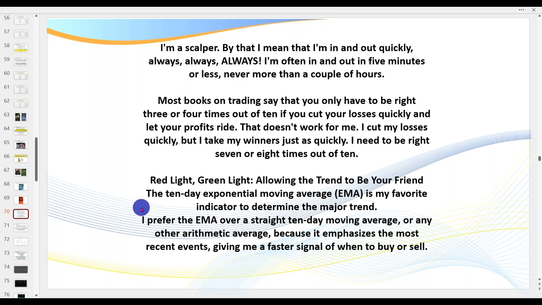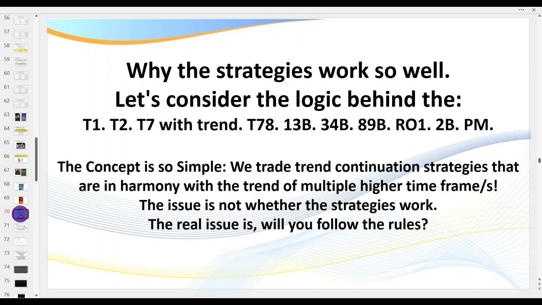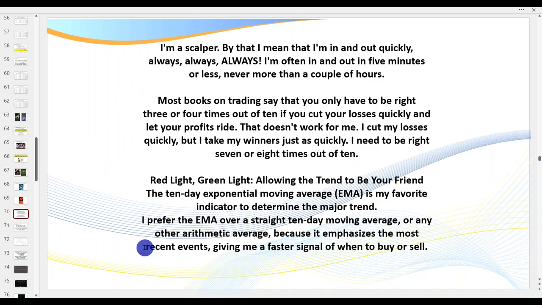Down here, he talks about his 10 EMA. I love the 5 and the 8, which I'll show you. I normally have another slide in coaching that I show, but here he prefers a 10 period. That is red light, green light. If he's above the 10, he's looking for longs; if he's below, shorts. Now that's a very simplistic way, and it's a bit more than what we want to do there.